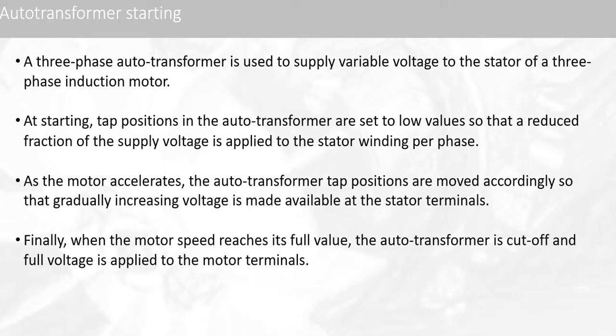So at low values, only a fraction of the supply voltage is applied to the stator winding of a three-phase induction motor. As the motor accelerates, the auto transformer tap position is moved accordingly, so that the voltage across the stator windings is gradually increased. When the motor reaches its full speed, the auto transformer is cut off and the full voltage is applied to the motor terminals.